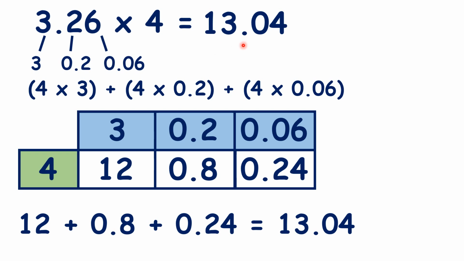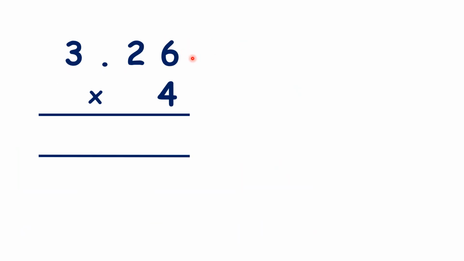We can answer the same question using column multiplication. Now this isn't how we're used to setting out column multiplication. Usually we have the larger number on top, but that's only because with whole numbers the larger number has more digits. 3.26 is a 3-digit number, and 4 is only a single-digit number. So here it makes sense to have 3.26 as our top number.